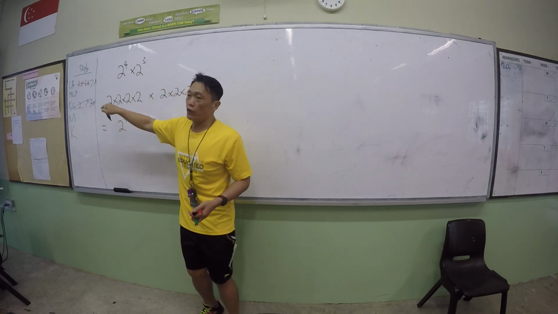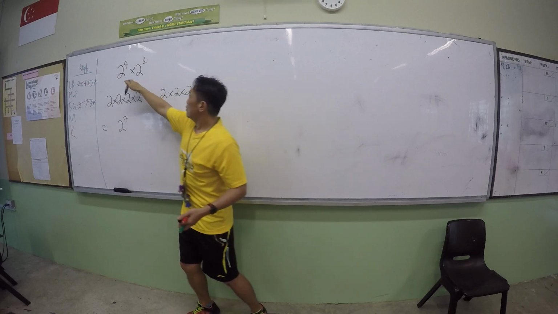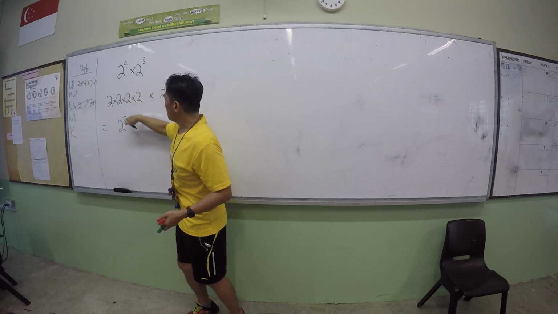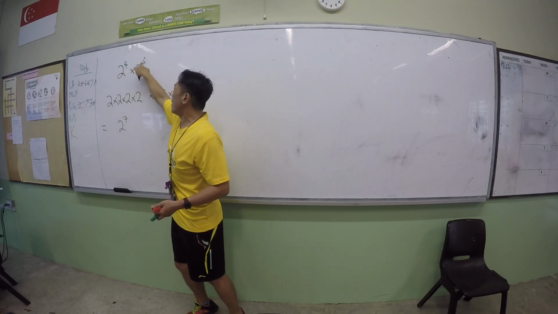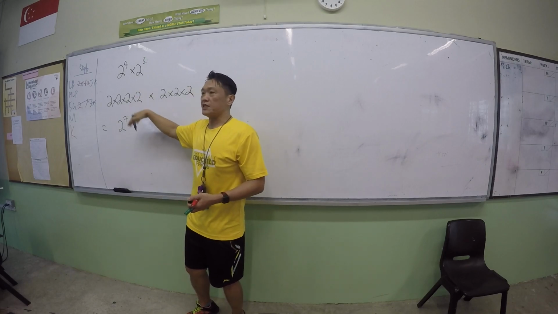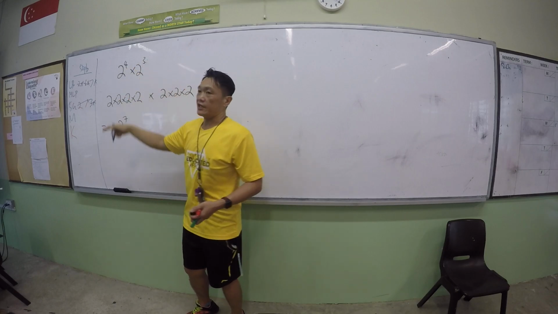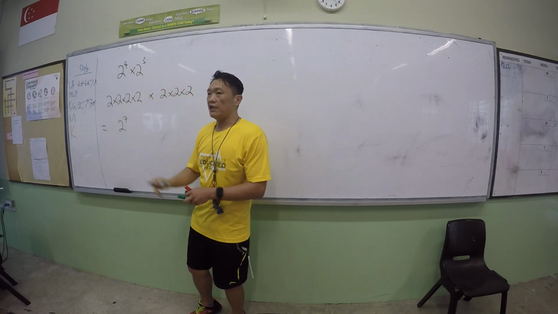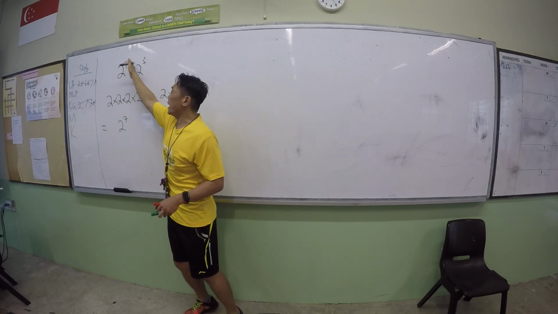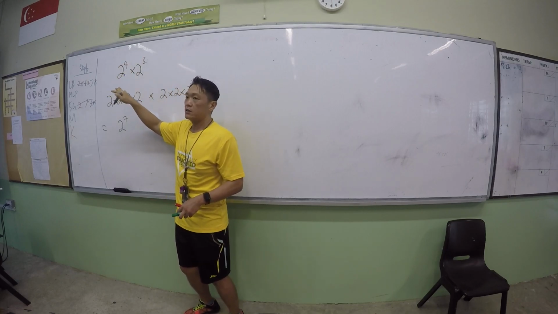Of course, when you do it enough times, it will become natural to you. When we are multiplying, actually this 7 can come from the 4 plus the 3. Okay? When you practice enough, it will become natural. Multiply, you just add the powers together. But if you forget the rule of adding them together, you can always go back to basics.